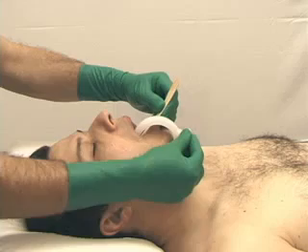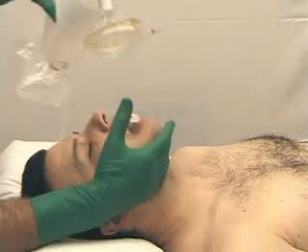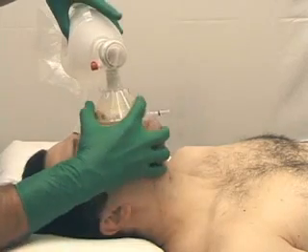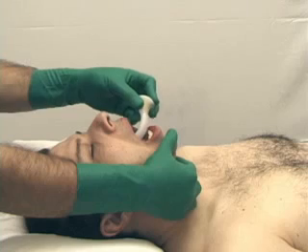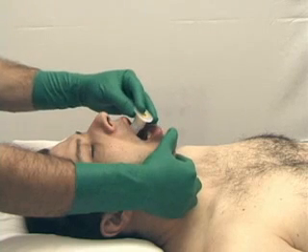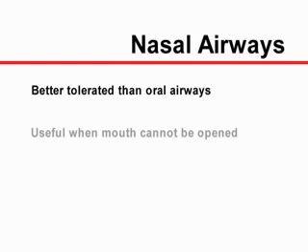An oropharyngeal airway can be inserted by depressing the tongue with a tongue blade and advancing the airway towards the base of the tongue. Alternatively, the airway can be inserted upside down and then rotated 180 degrees as it is being advanced posteriorly. In general, nasopharyngeal airways are better tolerated than oral airways when airway reflexes are present.